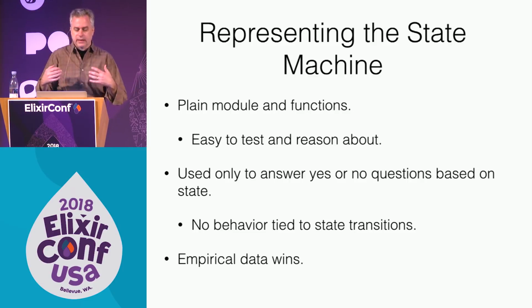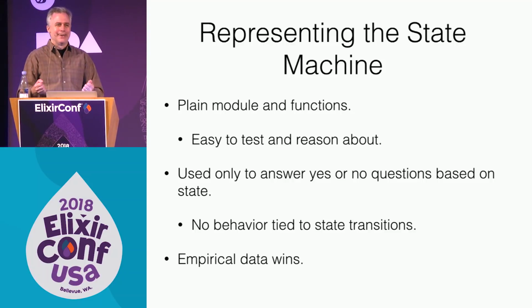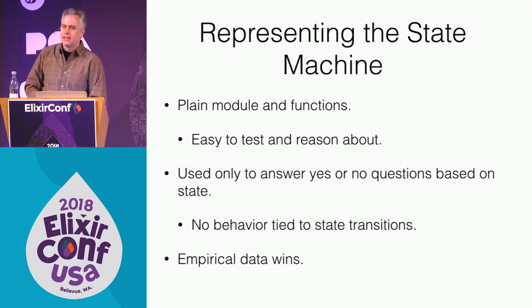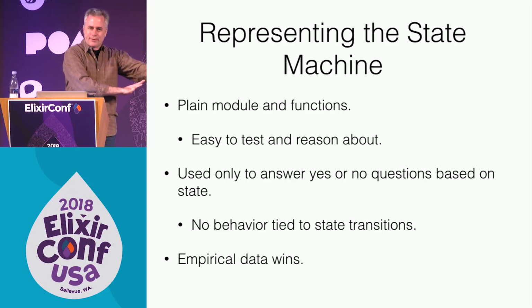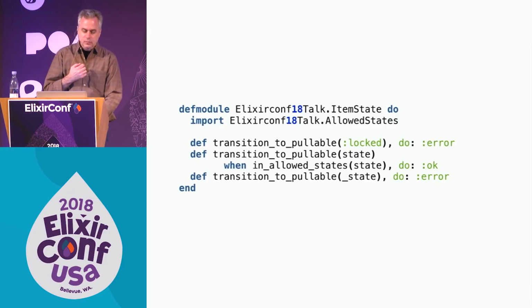We won't have any behavior associated with state transitions at all. And finally, empirical data wins, which means that when you're working with physical objects that people are moving around, humans do the darndest things, and they will do these things out of order. So basically, if you're at a station and we're scanning a garment, that means that the garment is at that station. No matter what has transpired before, this is what we got now. So that's where we're going to run with. And this is essentially it.